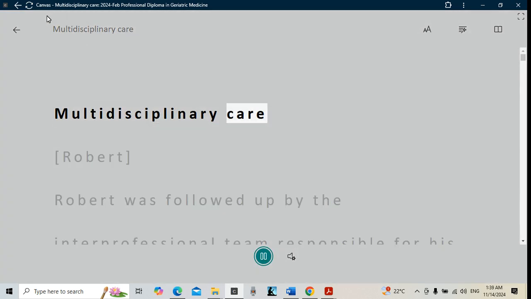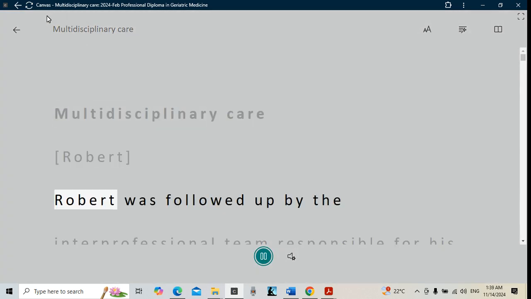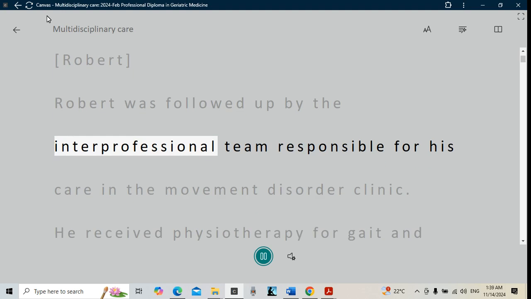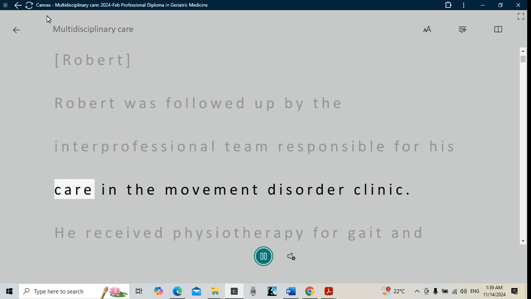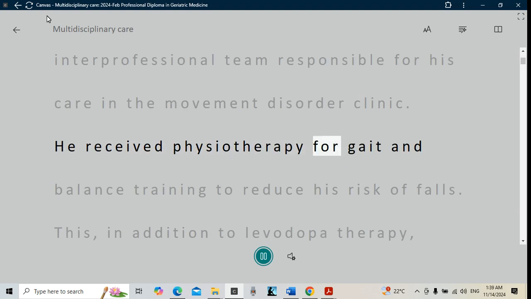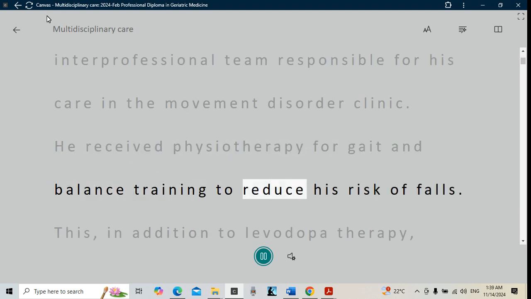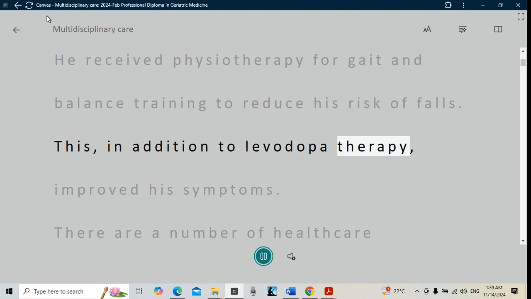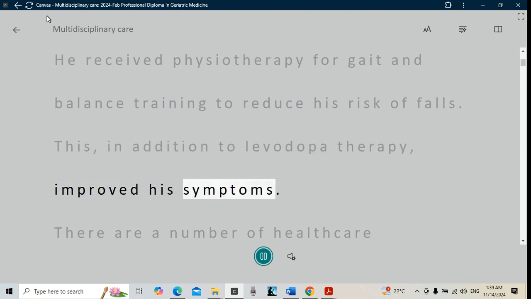Multidisciplinary care. Robert was followed up by the interprofessional team responsible for his care in the movement disorder clinic. He received physiotherapy for gait and balance training to reduce his risk of falls. This, in addition to levodopa therapy, improved his symptoms.